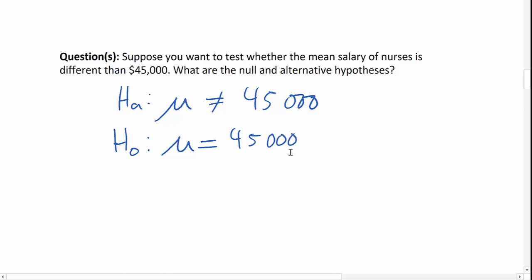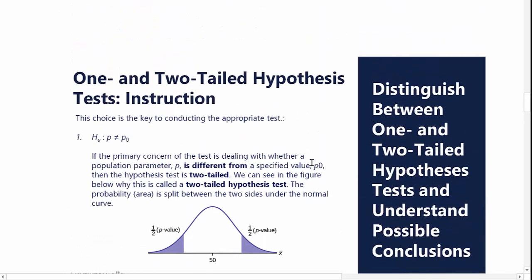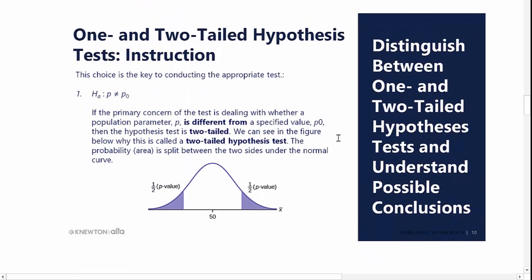And there's our two hypotheses. We have the null and the alternative. All right, so what's so important about the alternative hypothesis? Well, the alternative hypothesis actually tells you what type of test to conduct. What I mean by that is that you're going to conduct what's known as a one-tailed test or a two-tailed test.